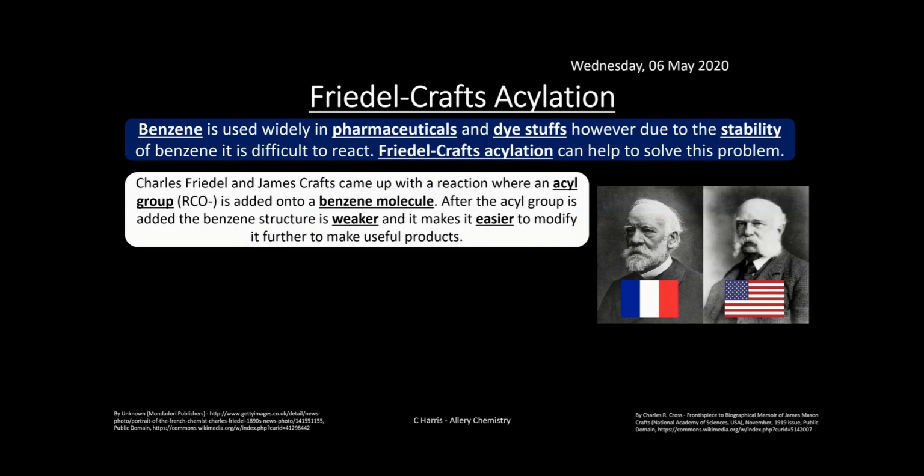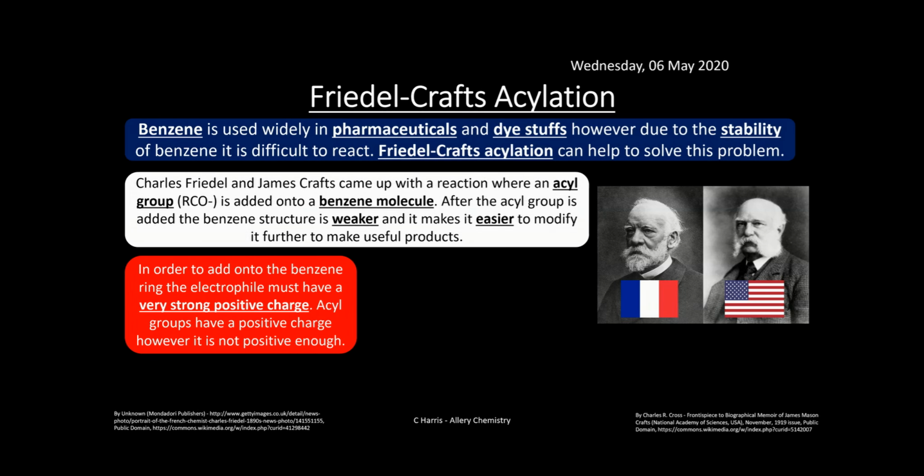So it was left down to these two chaps here, Charles Friedel and James Crafts. So Friedel was French and Crafts was American. And what they did is they came up with a reaction where an acyl group, which is this bit, RCO, is added onto a benzene molecule. And after that's added, the benzene structure is weaker and it makes it a lot easier to modify it. So once you've substituted your first hydrogen, the rest of the benzene ring is much more susceptible to attack from other species. So it's actually a really, really important reaction.